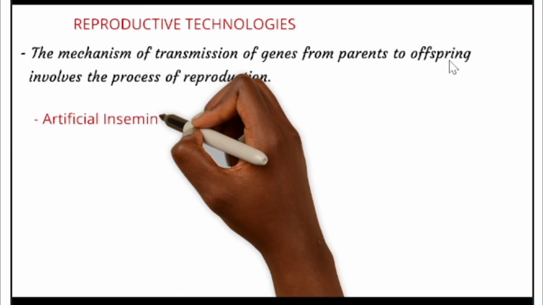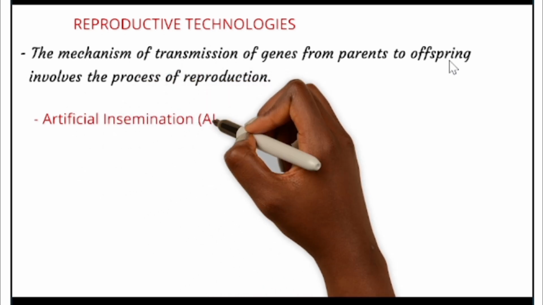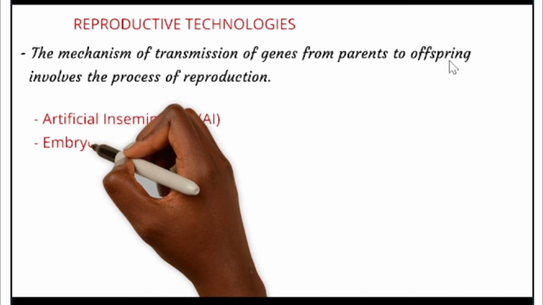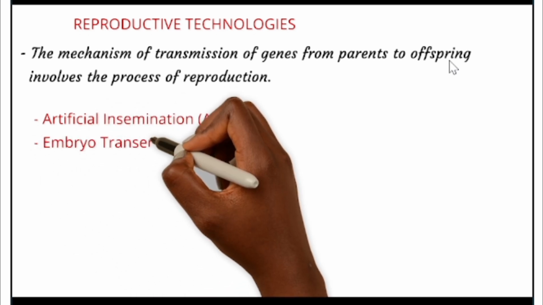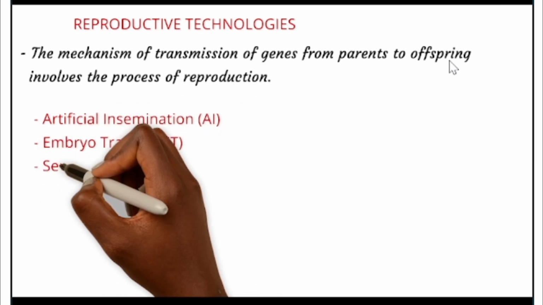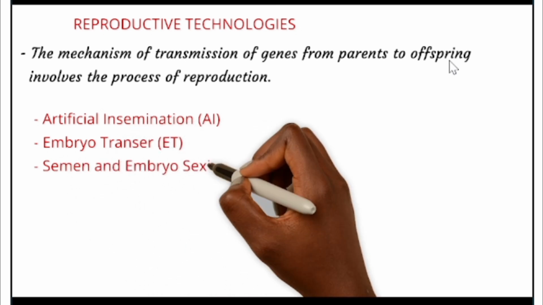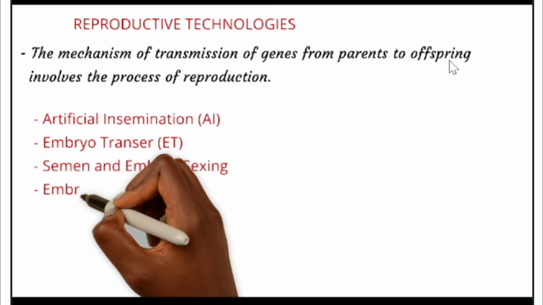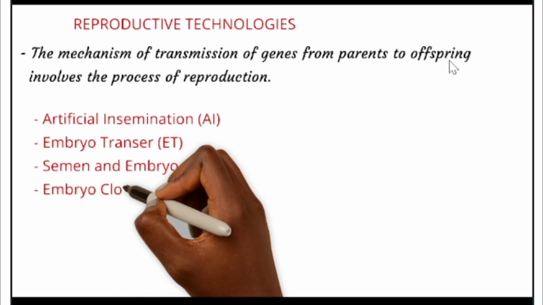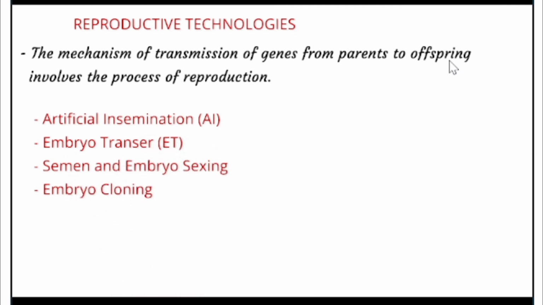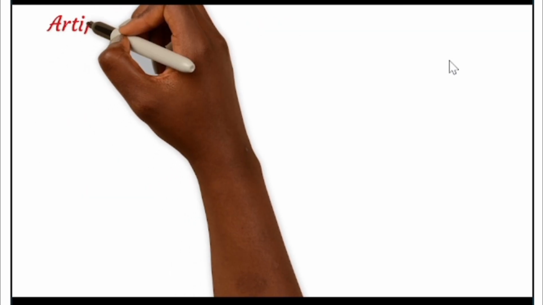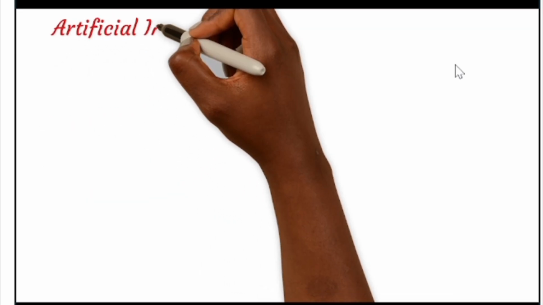Artificial insemination is the first one, and another one is embryo transfer. There are also other ones that we use, which include semen sexing and embryo sexing. We also have what we call embryo cloning. All right, so these technologies are very useful in the field of animal breeding and genetics. So let's look at each of them one after the other.